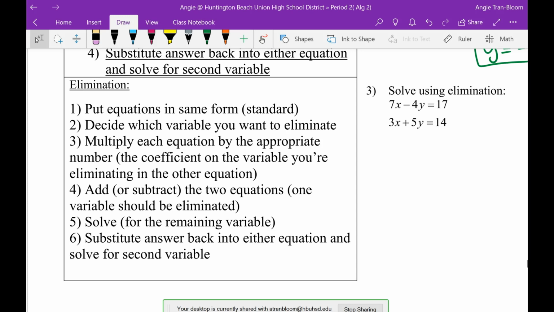Solve for the remaining variable. And last one, Aaron, can you help me read number 6? Substitute the answer back inside the equation and solve for the second variable. Perfect. Okay, we'll give you a couple more minutes to finish copying the steps, and then we will use the steps to find the answer to number 3. And after this, we have 3 check for understanding, and that's the end of our notes.